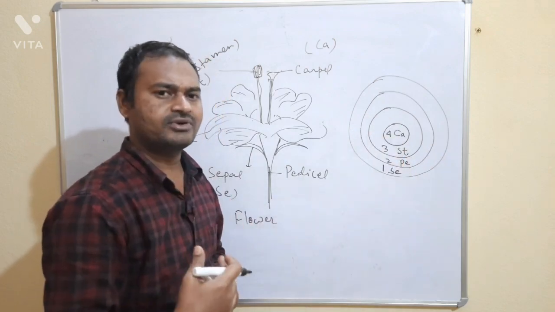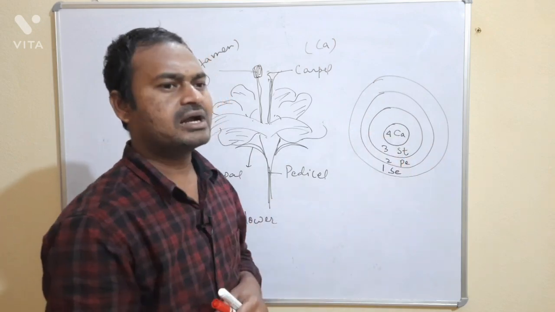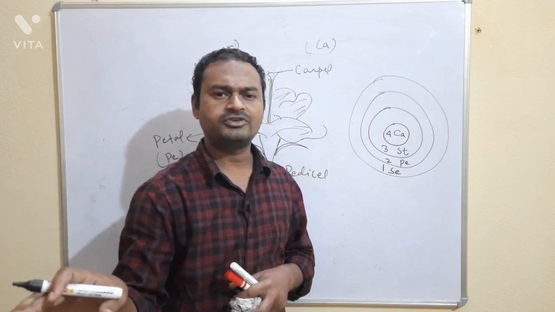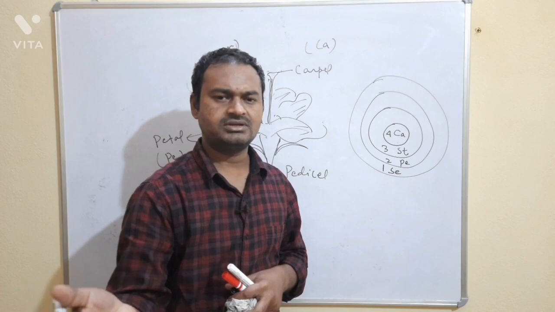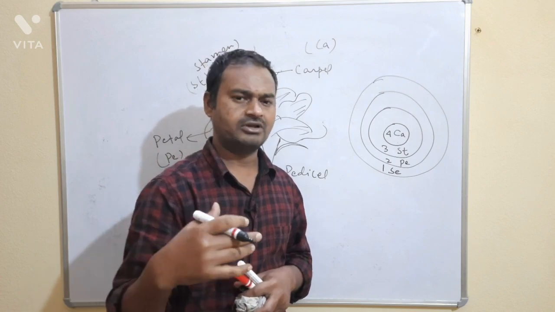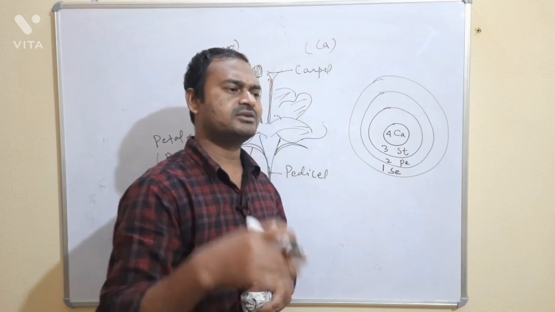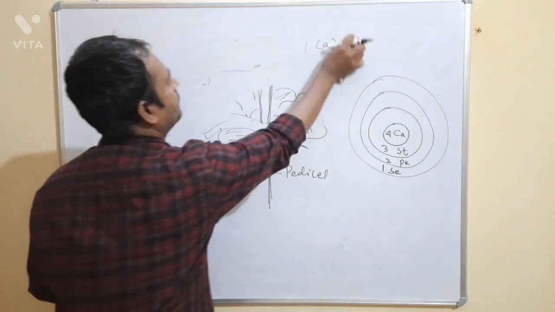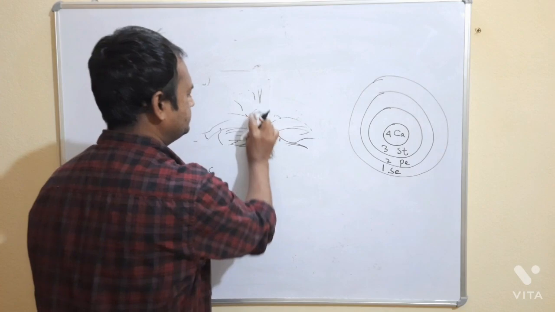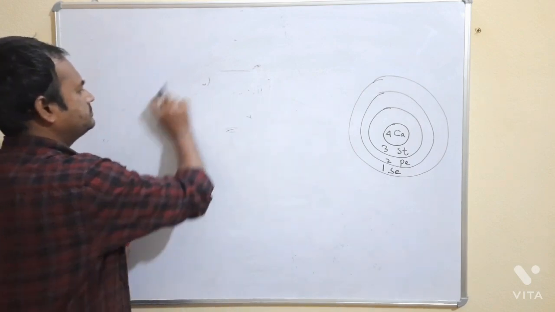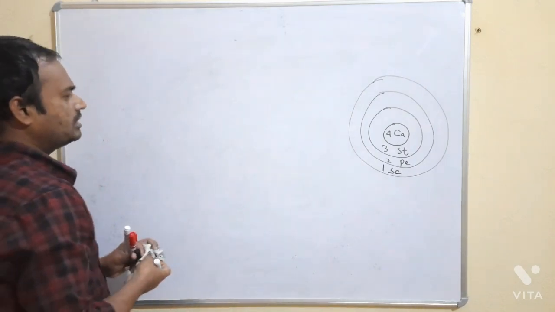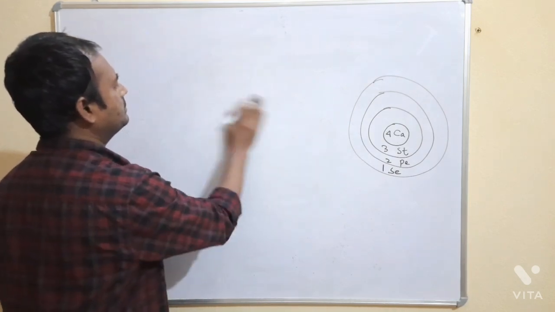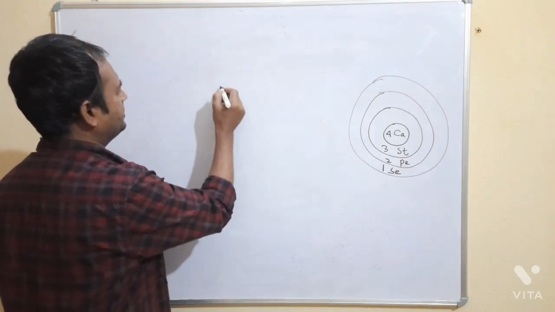Now let us try to understand the basic arrangement of the genes which are expressed in the plant flower. Okay, so let us understand all these things. Now what happens here, let us make a diagram here.